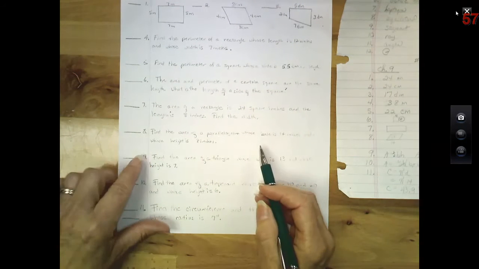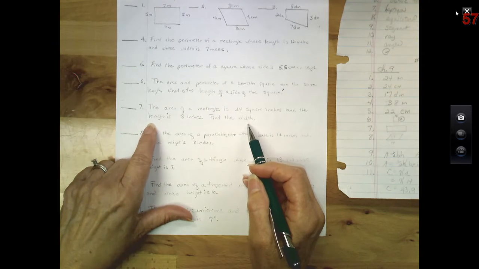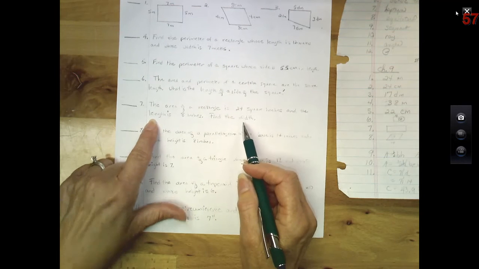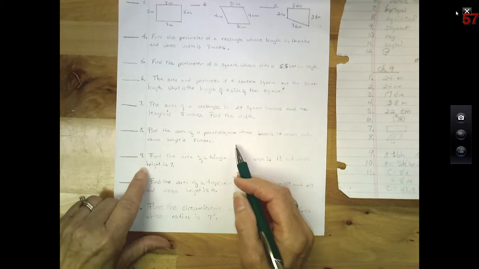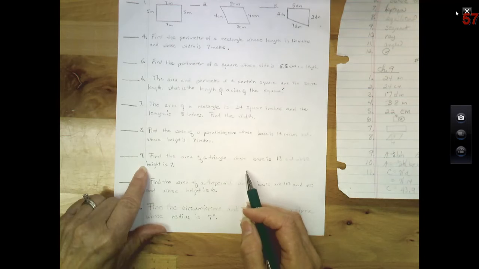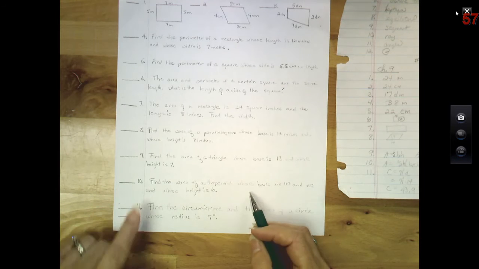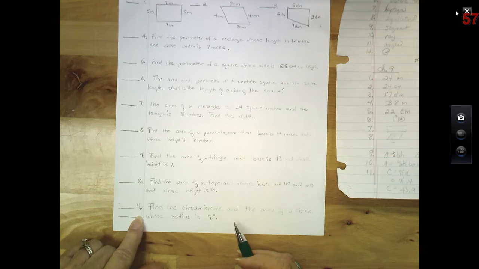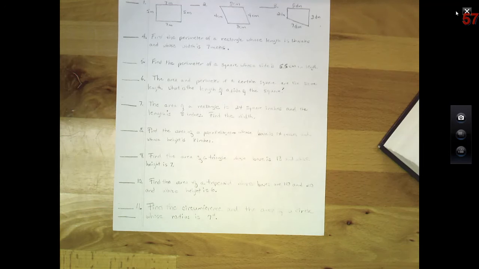Number 7, I got 3 inches. The width is 3 inches. I'll show you how to do these in a minute. Number 8 is 112 inches squared. Number 9 is 91 square units. Number 10, 90 square units. And number 11 is 153.9 inches squared, or 49 pi. Now, which ones do you need to see worked out?